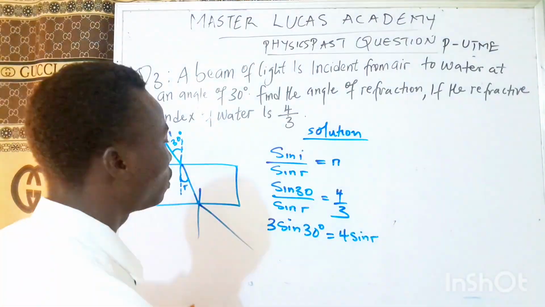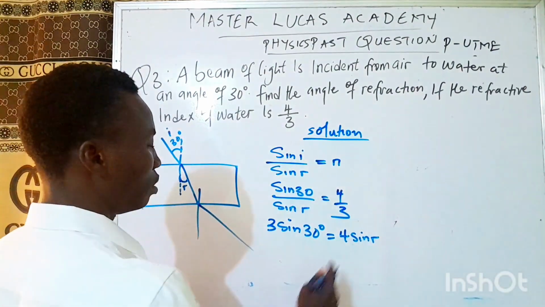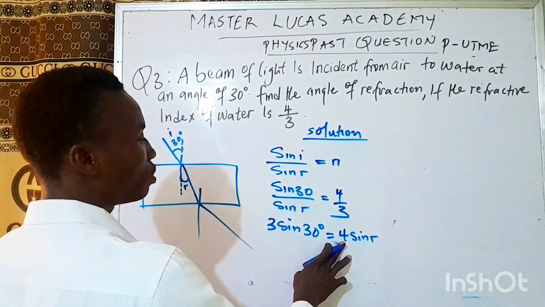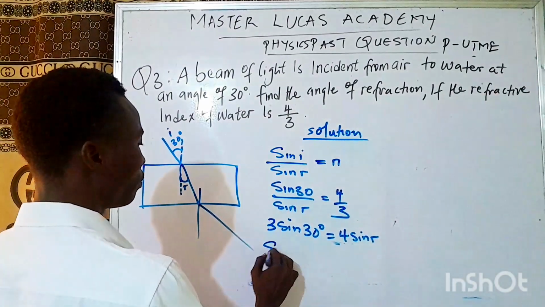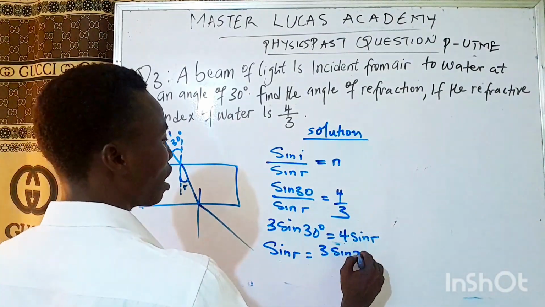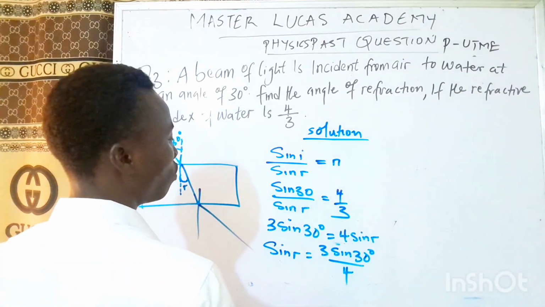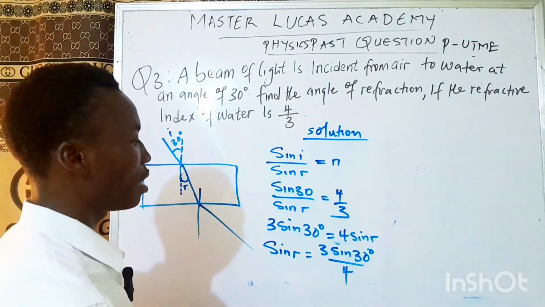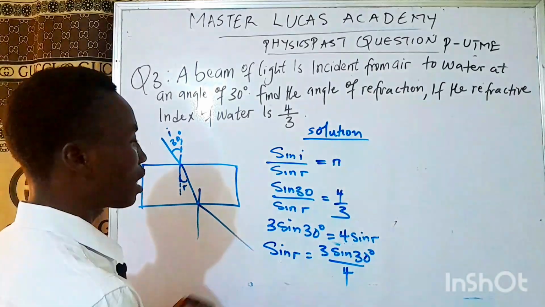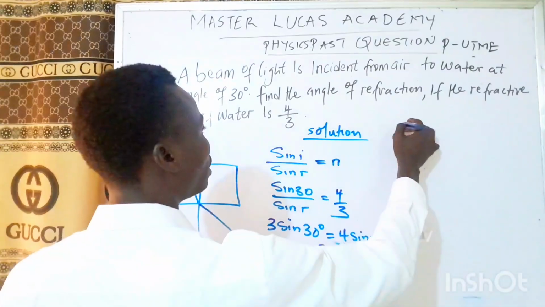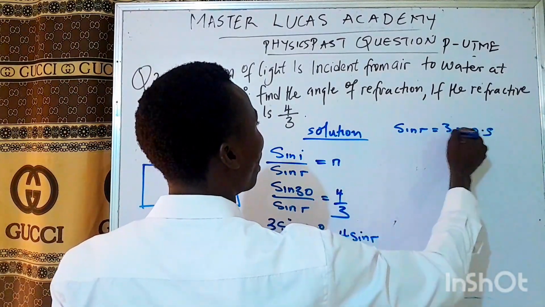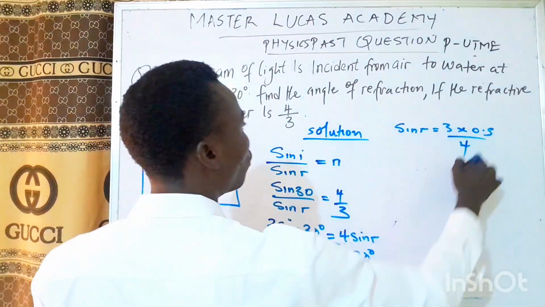Now, what are we going to do next? Since we are looking for sine r, just divide both sides by 4. When you divide both sides by 4, you are going to have sine r equals 3 sine 30 degrees over 4. Now, what will be the value of sine 30? The value of sine 30 is 0.5. That will be sine r equals 3 times 0.5 divided by 4.